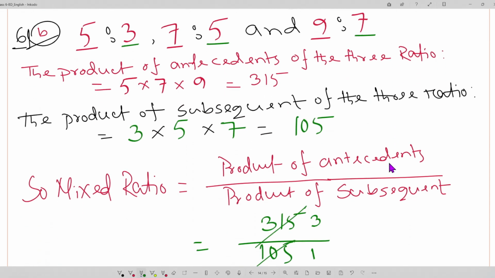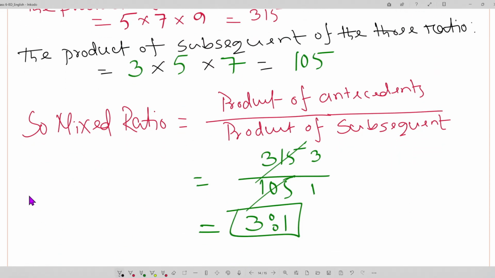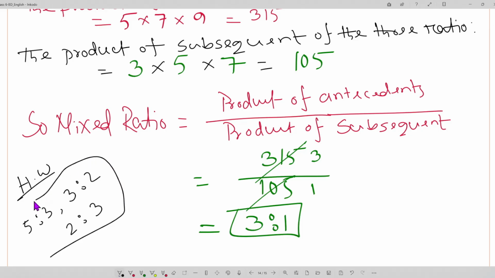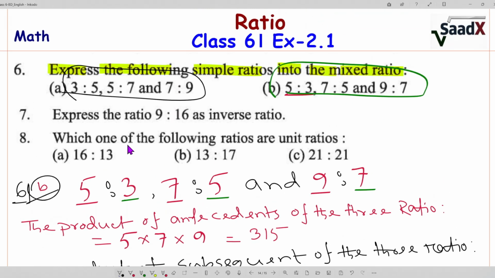So I hope you can do any of these. Suppose it's your homework, like 2:3, suppose 5:3, then suppose 3:2, and finally 2:3. These are simple ratios. We have to make them into a mixed ratio. Okay, so number 6 done.